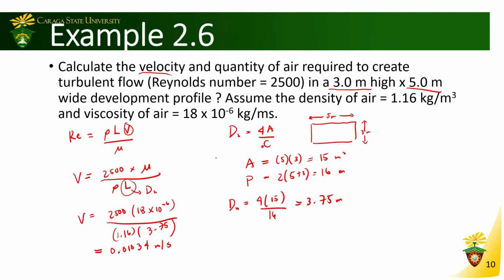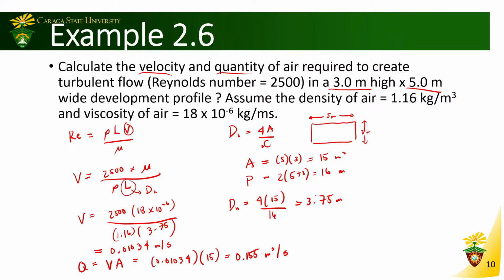Okay, so we have already computed for velocity. How about for quantity? How do you compute for quantity again? Quantity is just the velocity times the area. Okay, so Q is equal to VA, and the velocity is 0.01034 meters per second, and the area is, of course, 15 square meters, and we could compute for the quantity to be 0.155 cubic meters per second.